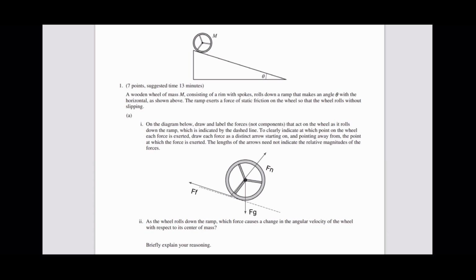We'll go on to the second part of part A, and it says, as the wheel rolls down the ramp, which force causes a change in angular velocity of the wheel with respect to the center of mass? And change in angular velocity is caused by angular acceleration. And the thing that is acting on this angular velocity and angular acceleration is the force of friction, because it creates a torque.